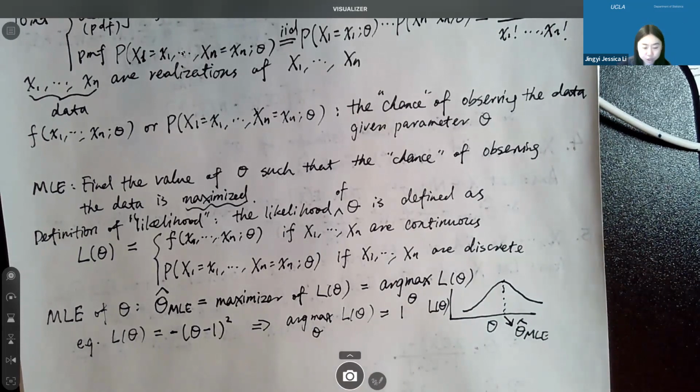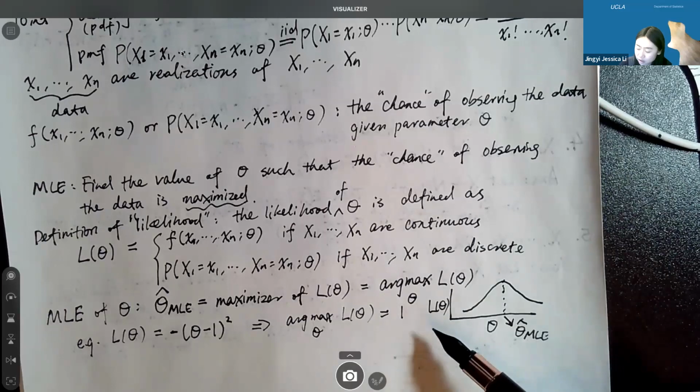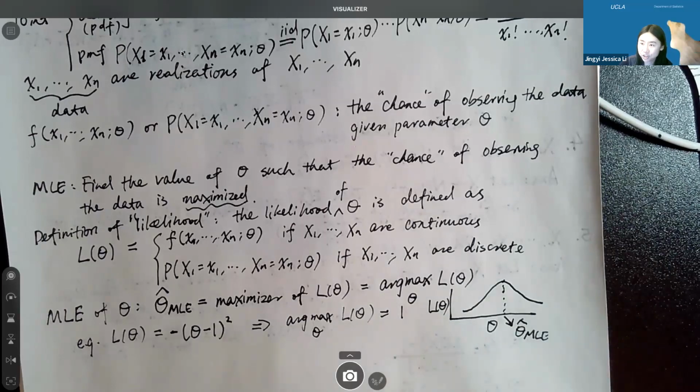Okay, any questions up until now about the definition of MLE? All right, if there are no questions, then I have a question for you. Given that we know the form of the likelihood function, what strategy do we know for finding the maximizer? This is something you should have learned from calculus.